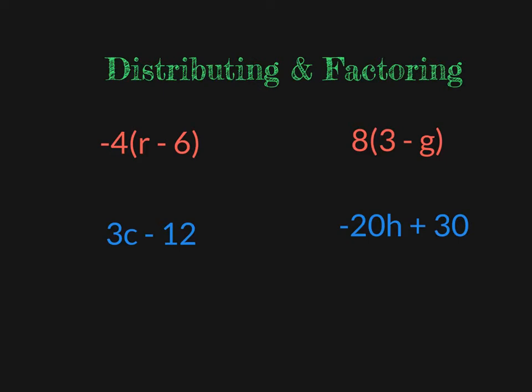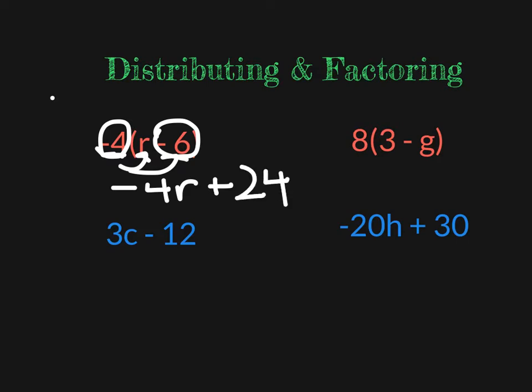The first problem is -4 times the quantity r minus 6. I am going to multiply the number on the outside times everything on the inside of my parentheses. So first I think of -4 times r, which is -4r. And then I'm going to think of this as a -4 times a -6, which is a positive 24. And that's it. I'm done.